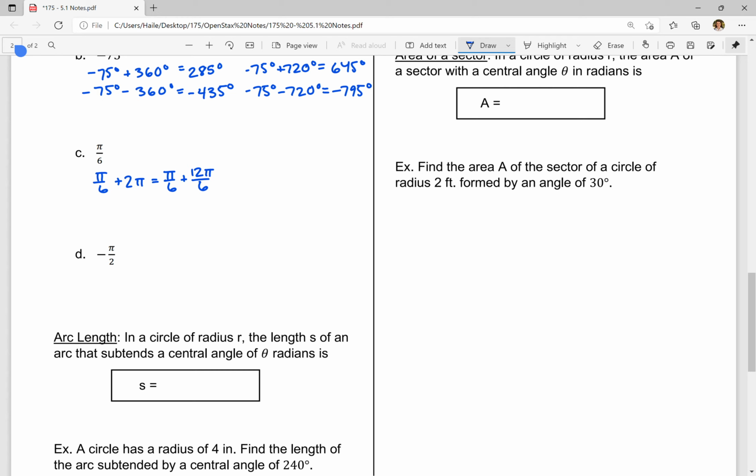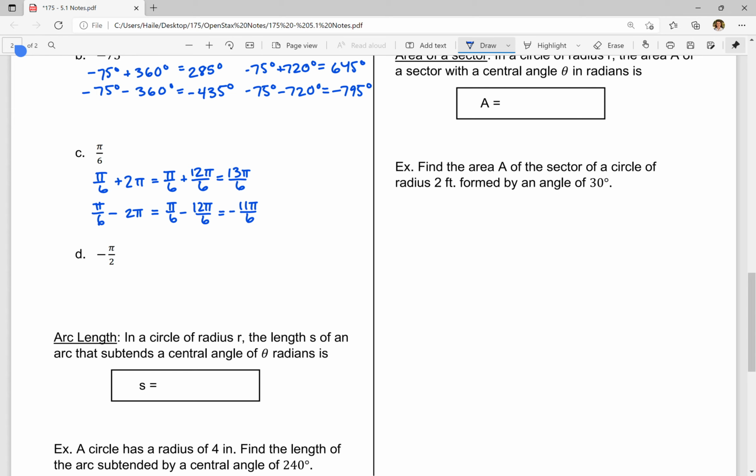And that way I can actually add my two fractions because they both have a denominator of 6. So we have 13 pi over 6. So that is one coterminal angle to pi over 6. So now let's say I subtract 2 pi. So I'll have pi over 6 minus 2 pi, which would be pi over 6 minus 12 pi over 6, which would be negative 11 pi over 6.